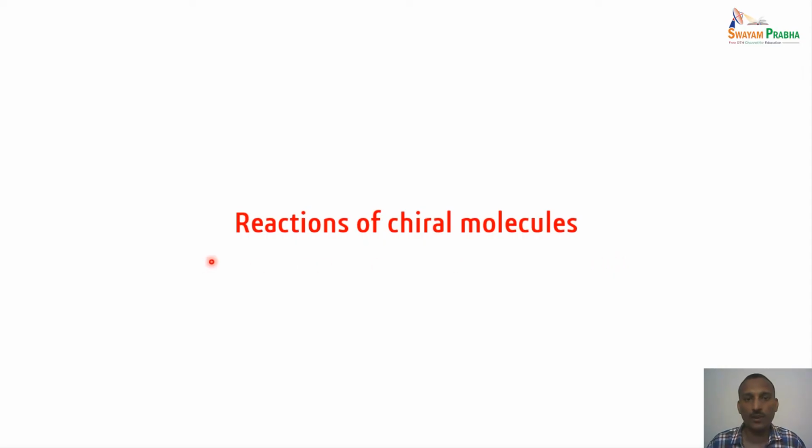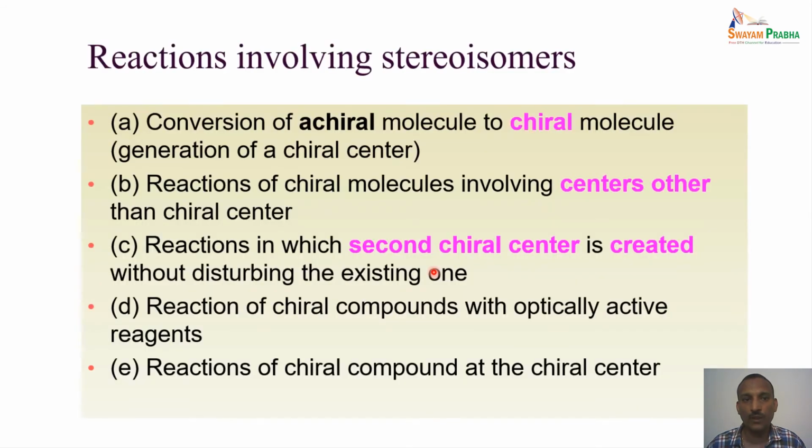Let us now study the reactions of chiral molecules. We will be studying the reactions involving stereoisomers. Various types are known. We will first study the conversion of an achiral molecule into a chiral molecule. That means we are going to generate a new chiral center.